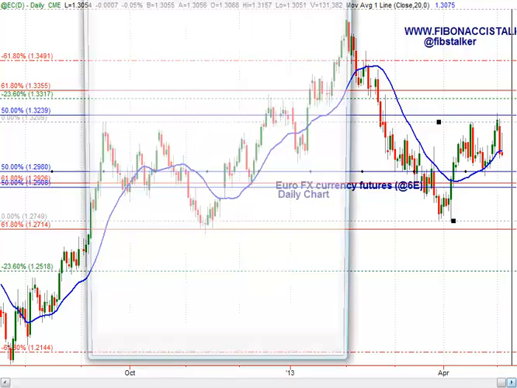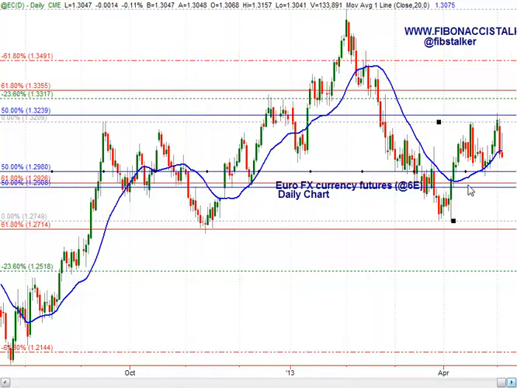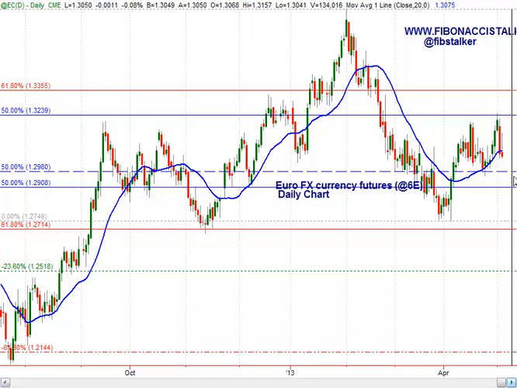For this reason, I'll show this line as a dotted, broken line. Sorry, it's a little bit slow. What is going to be important is the next test of this 129.10 area, and that's where I believe we will get an initial bounce of this down move. So I don't believe 129.80 is going to hold.